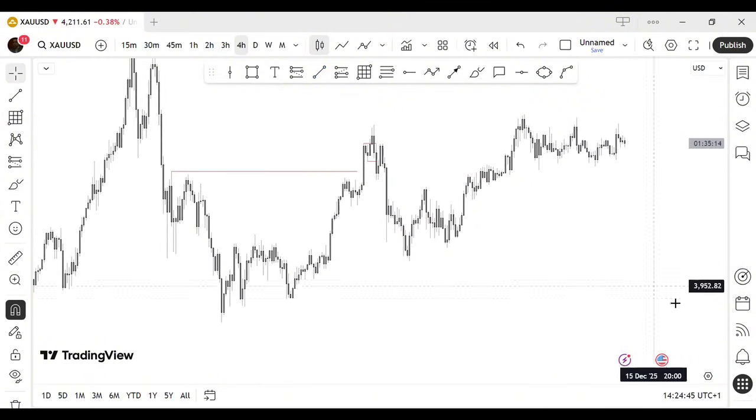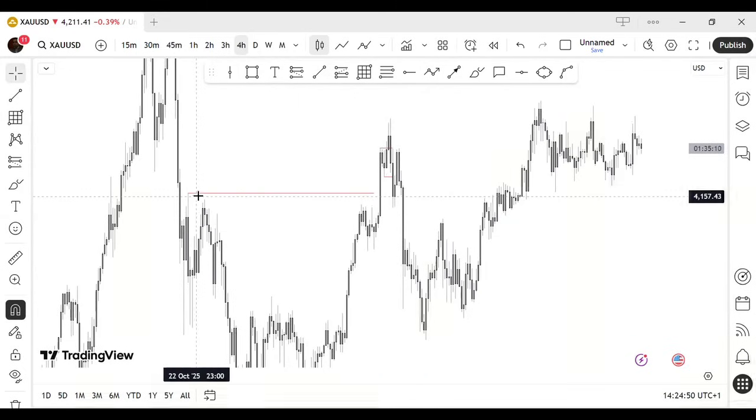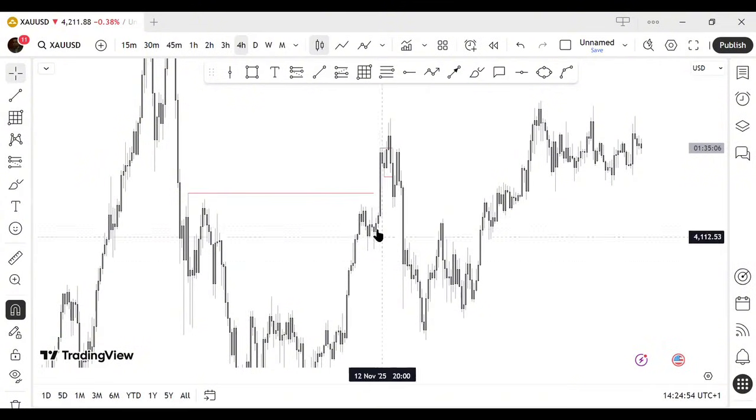Now, after getting this particular high sweep and break on the higher time frame, we can still be bullish because we had a break of this high here, right? Now, what do we have next?